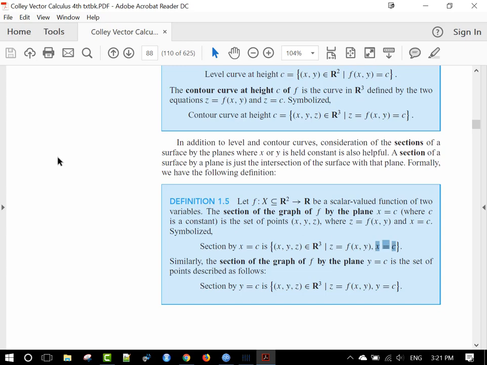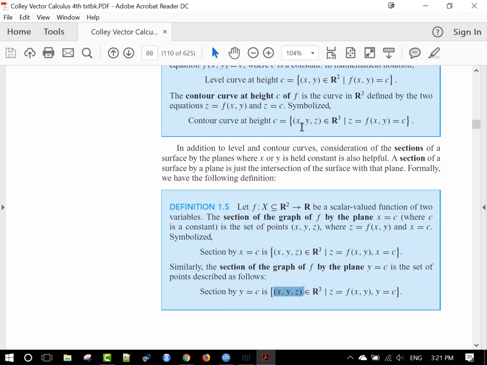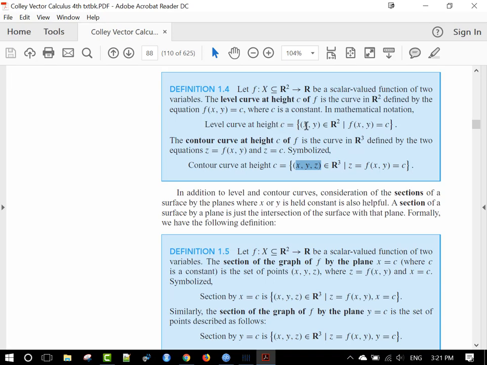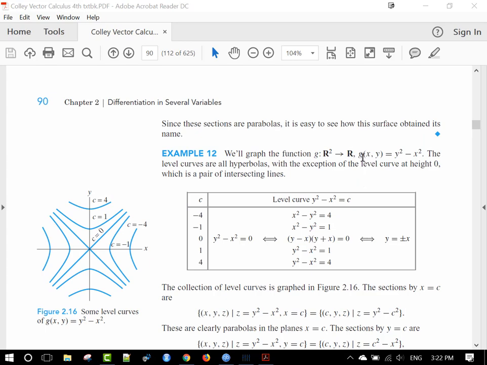So sections are 3-dimensional, contour curves are 3-dimensional, level curves are 2-dimensional. Okay, here's another example. We have a function from R2 to R, this one, and we can ask what are the level curves. And we do the same kind of thing here. We set c equal to different things, and we get different equations, and those equations apparently look something like this. So here's a c equals 4 equation. It also has this part, and this part, and this part. Here's a c equals -1 equation. It also has this part, and so on.